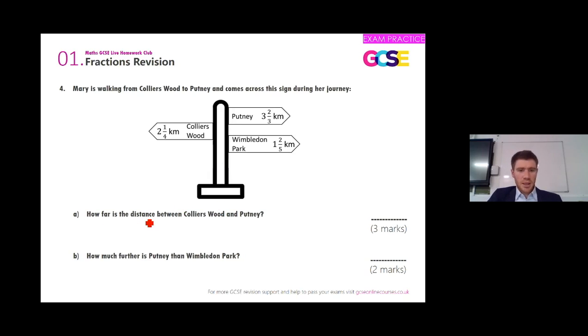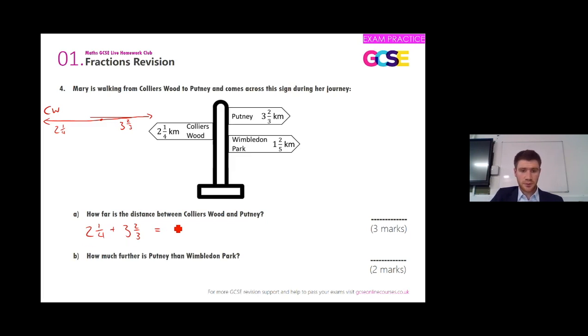How far is the distance between Collier's Wood and Putney? Well, if Collier's Wood is all the way over here on the left, and that's 2¼ miles away, and then we're here, and then we're going to go 3 2/3 kilometers in this direction, what you're effectively doing is adding those two journeys together. This is 2¼ plus 3 2/3. Okay, so we've done quite a bit of work on the skills check and on adding fractions and things. So we're going to quickly go through that now.